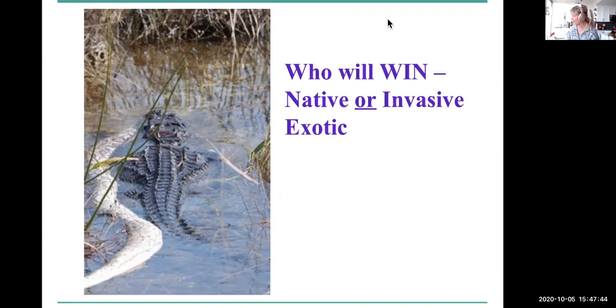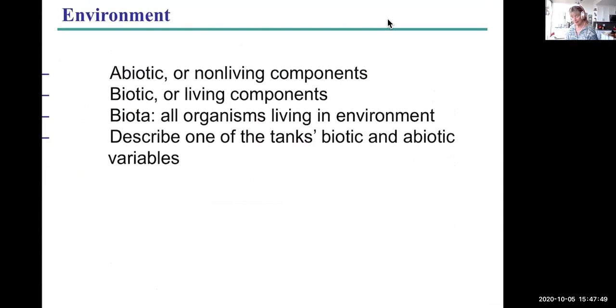So an environment is a bit of a loose term, but it includes some terminology you may not know. Abiotic are components that are non-living. So things like wind, sunlight, temperature, pH, those are all abiotic environments. Biotic are the living components. A biota is a term given to all the organisms that live within an environment.